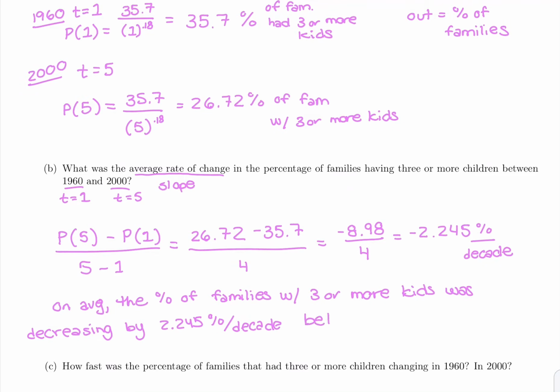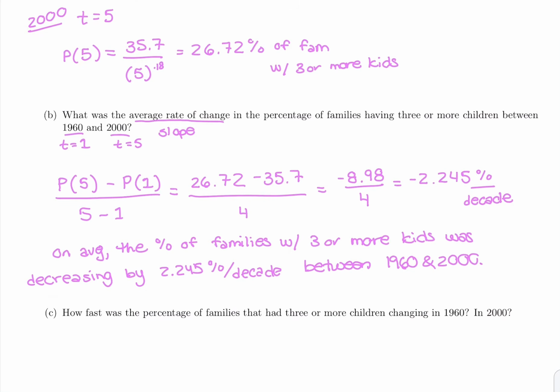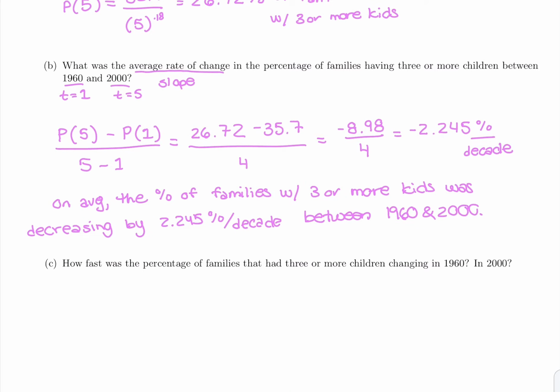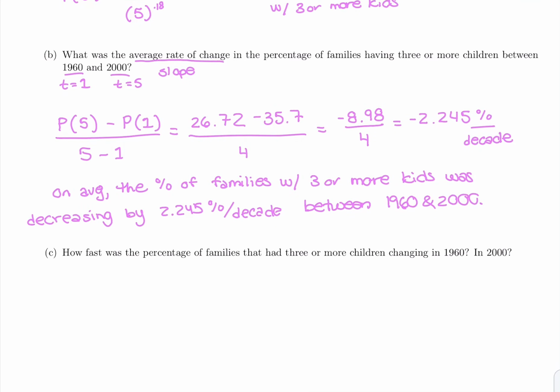at least between these 2 decades. So between 1960 and 2000. It may not have always been increasing. There may have been a time like between 1940 and 1960 where it was on the rise. There were more families having 3 or more kids. But between the 2 years we looked at, the average rate of change indicated a decrease. So on average, the percent of families with 3 or more kids was decreasing by 2.245% per decade between 1960 and 2000.